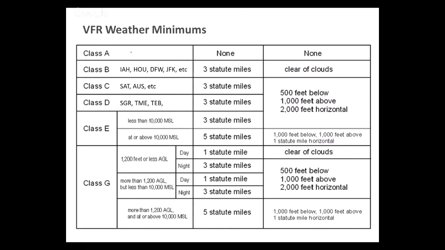The FAA defines for each class an absolute minimum cloud clearance and visibility that you must have to conduct VFR, visual flight rules type flying. And it's black or white. If your weather is below these values, you can't fly unless you're on an instrument flight plan. If your weather is better than these values, you can conduct VFR flight.